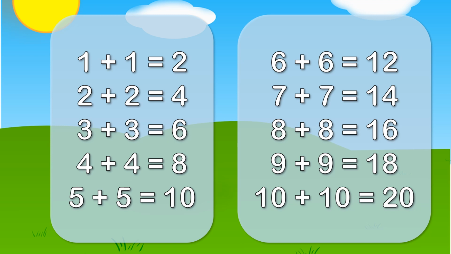In order to use the doubles plus 1 strategy, you should be fluent with your doubles addition facts. Fluent means that you can express the answer accurately and quickly. These are some of the doubles facts that you should be fluent with. They're sums through 20.